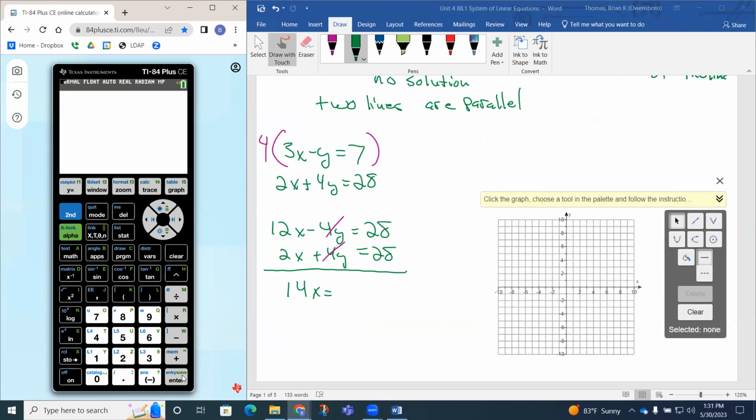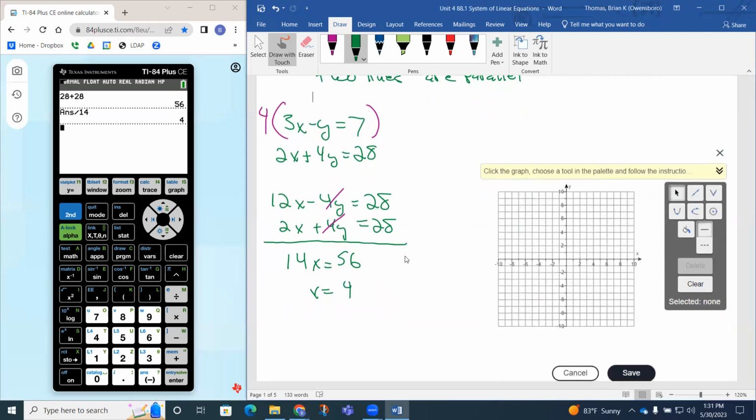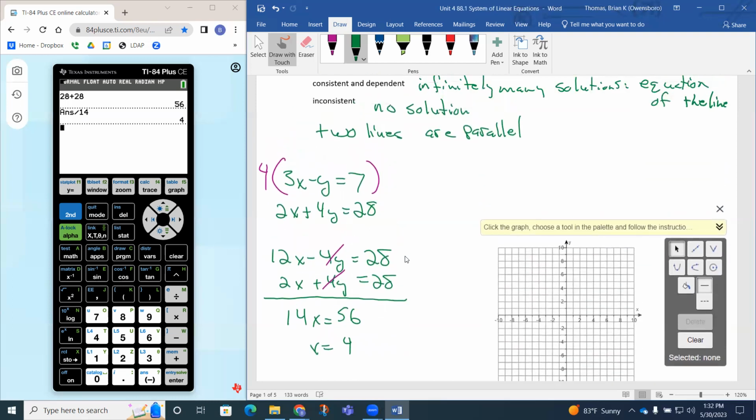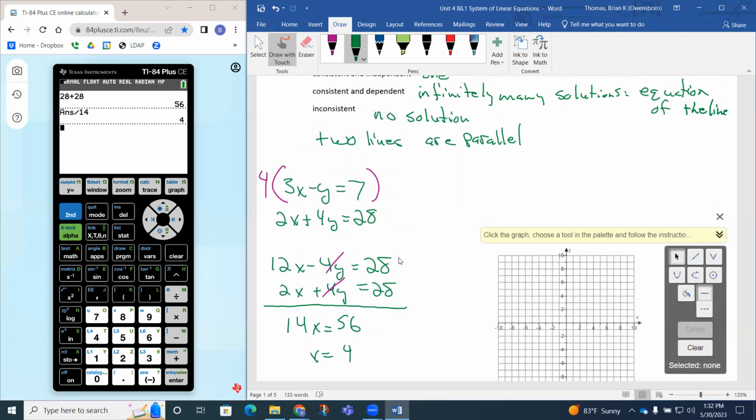So if I want to solve for x, if I divide both sides by 14, 56 divided by 14 is going to give me 4. So yeah, 14 times 4 would be 56. So that's going to be my x value. But remember, we now have to find the y value. So using any equation that we had up here that involved x and y, we can now do that.